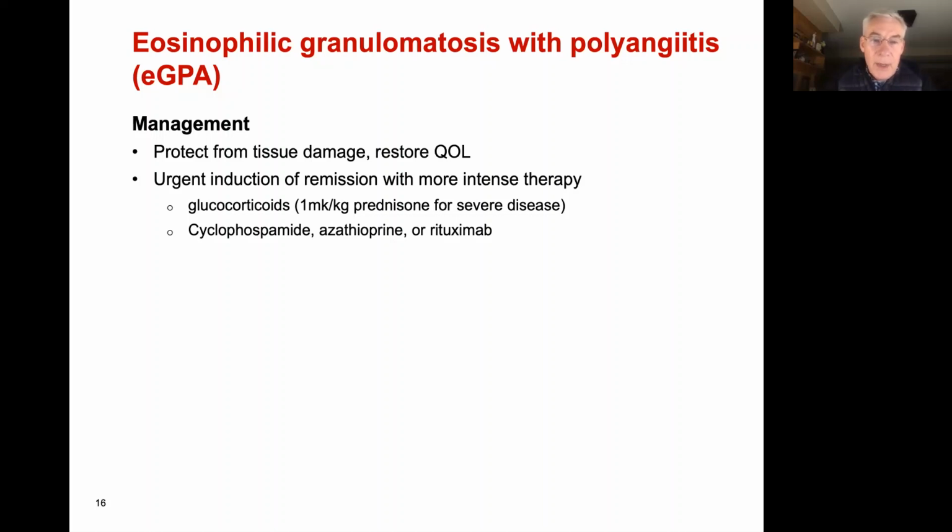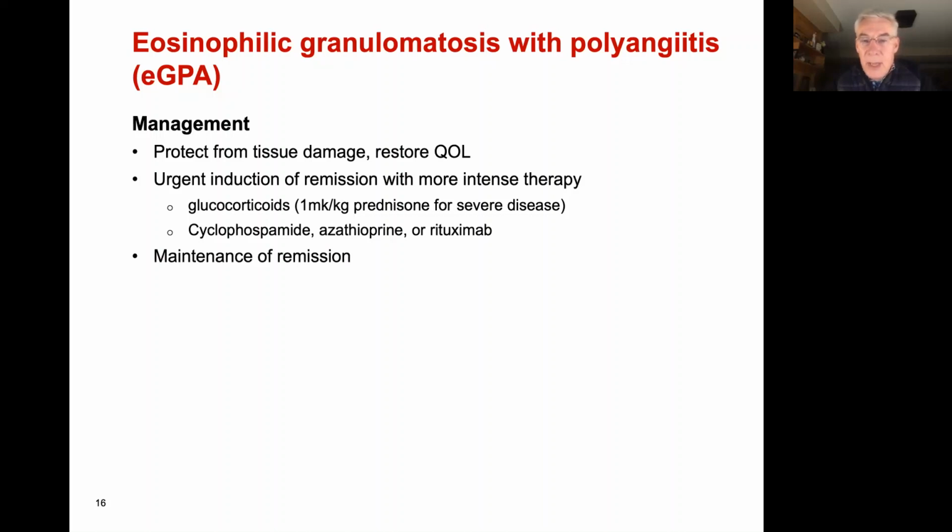There's a typo, it should be milligram per kilogram, prednisone, alternatively, or sometimes in combination with cyclophosphamide, azathioprine, or more and more frequently nowadays, rituximab.